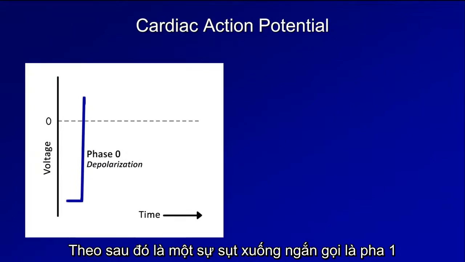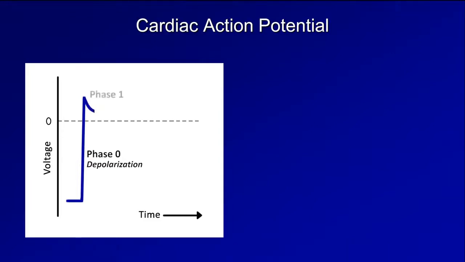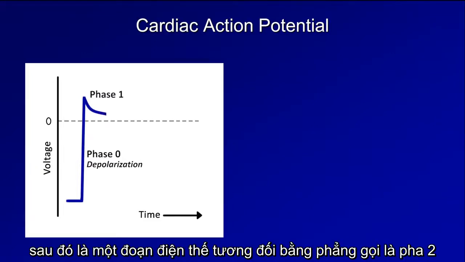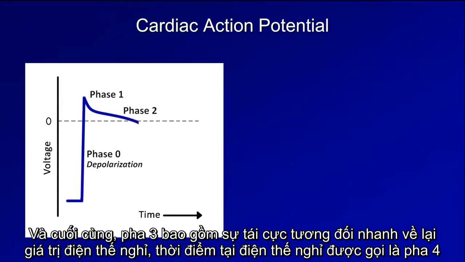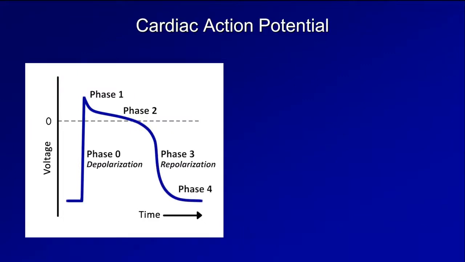This is then followed by a brief decline called phase 1. Then a relative plateau of voltage called phase 2, and finally phase 3 consists of a relatively quick repolarization back to the negative resting membrane potential, which itself is called phase 4.